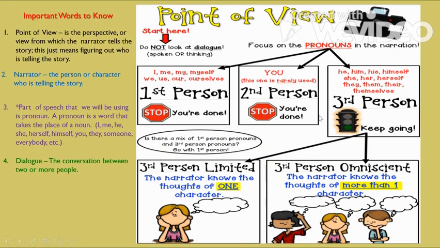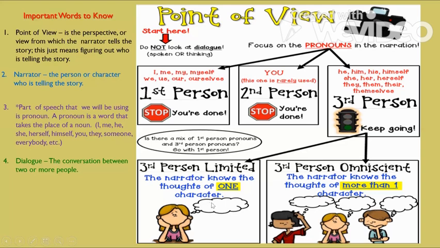If it's written in second person point of view, the pronoun you're going to see is you. And it says this one is rarely used. Third person point of view, you're going to be looking for the pronouns he, him, his, himself, she, her, herself, they, them, their, and themselves. And third person has limited and omniscient.